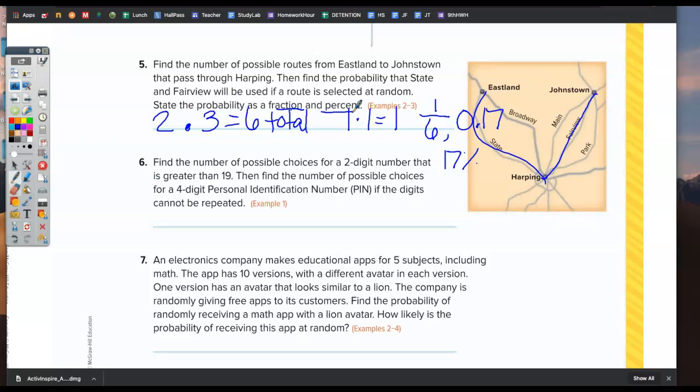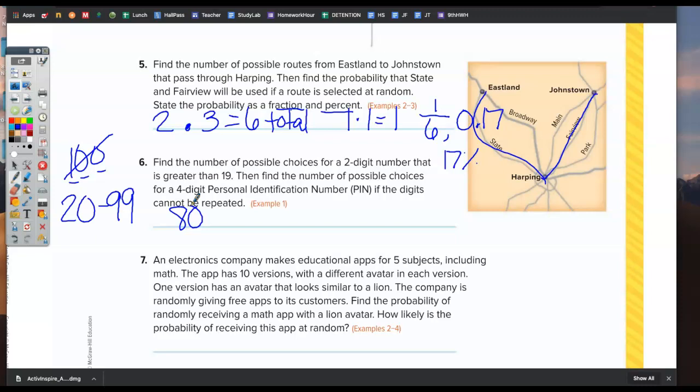On number 6, the first part is finding the number of possible choices for a 2-digit number that is greater than 19. The first thing you have to ask yourself is, is 19 greater than 19? No, it's not. Therefore, the first number we could use is 20. Then you could count all the way up from 20 to 99, because 100 will not work since it is 3 digits. How many numbers are there from 20 to 99? There are 80. So that first answer should have been 80.